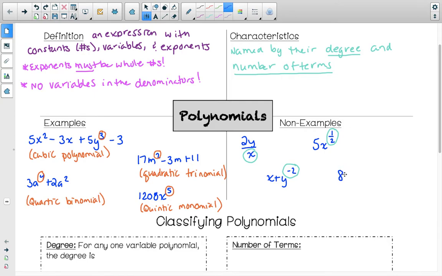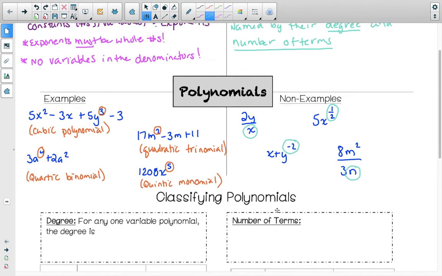Might have 8m squared, all of that divided by 3n. This has a variable in the denominator, therefore it is not a polynomial. You can have fractions as your numbers as long as they are your coefficients or your constants. You cannot have a fraction in an exponent, and you cannot have a variable in the denominator of your fraction.